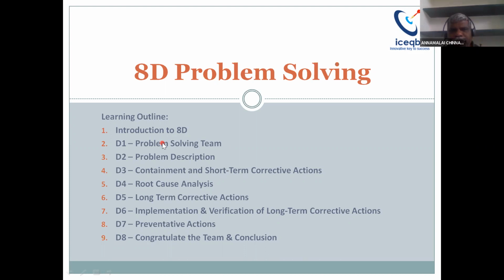Then root cause analysis. So we have to find out what the root causes of the problem are. Then based on the analysis, the long-term corrective actions. Then once we decide that, we have to implement it and verify. And after we check that the corrective action is effective, then you have to go for a preventive action. And then finally, we have to close it, congratulate the team and conclude. So these are the 8 steps, and we are going to learn about them one by one.